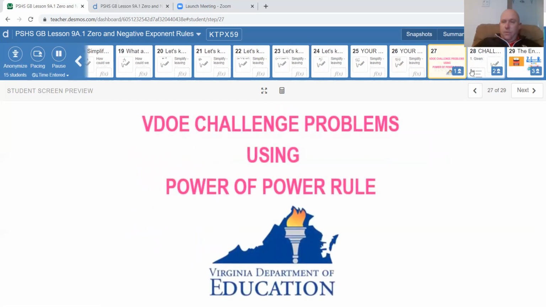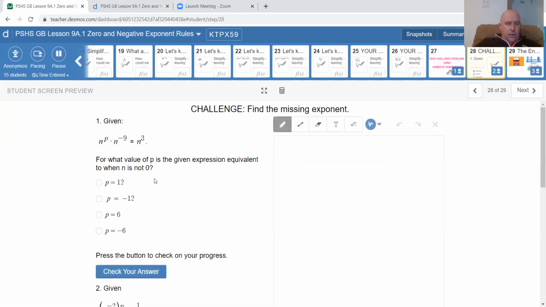And one last question from the VDOE. We're multiplying here, so we know we're adding the exponents. So p add -9 equals 3. If you've forgotten how to solve an equation, remember you can actually use Desmos for this. So you could just pull up a Desmos calculator, type in the question, look for the vertical line, and it's where it goes through on the x-axis, and it's actually at 12. 12 add -9 is the same as 12 take away 9, which is definitely 3 for this question. And we can see that that's good.